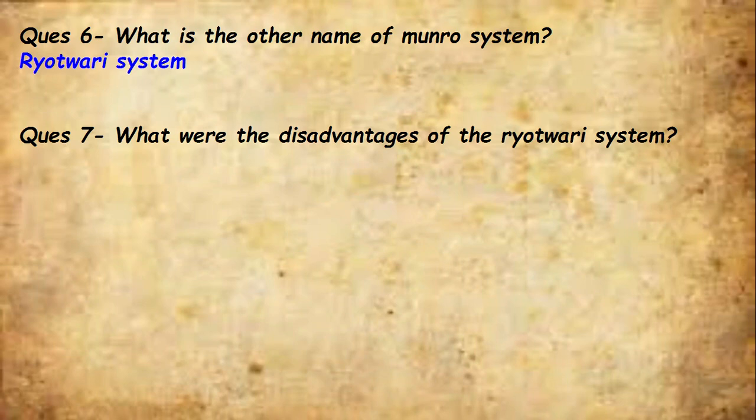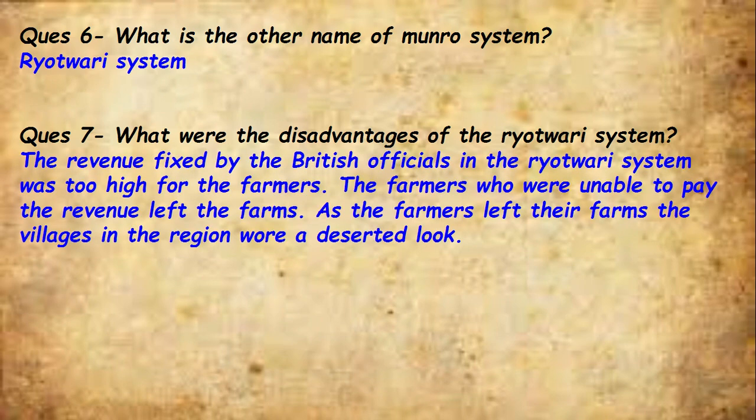Question number 7. What were the disadvantages of the Ryotwari system? That means the same as what were the disadvantages of the Munro system. So the answer is, the revenue fixed by the British officials in the Ryotwari system was too high for the farmers. The farmers who were unable to pay the revenue left the farms. As the farmers left their farms, the villages in the regions had a deserted look.